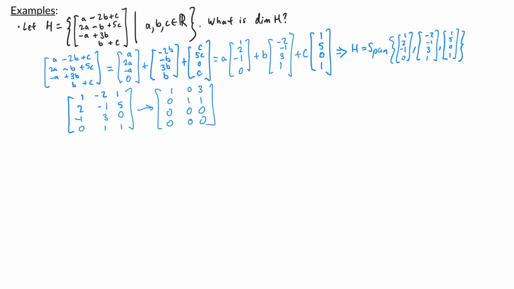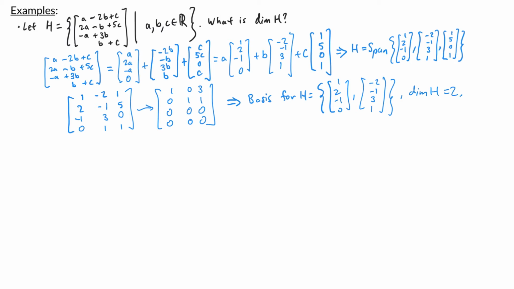So those relationships hold with our original vectors, which means we're going to remove the third vector from our list, and that's going to form our basis for H. The basis for H is the set 1, 2, negative 1, 0, and negative 2, negative 1, 3, 1. Since there are two vectors in my basis, I can conclude that the dimension of H is 2.